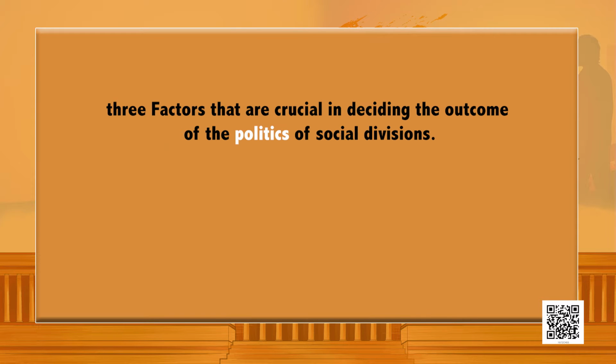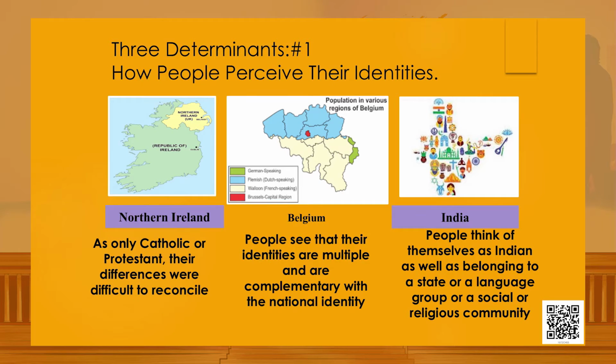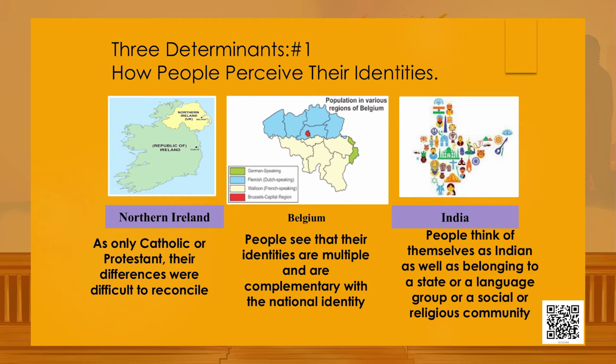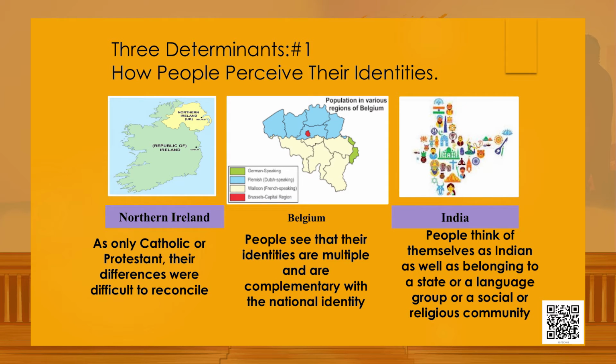of social division. The first factor is how people perceive their identities. If people see their identities in singular and exclusive terms, it becomes very difficult to accommodate. As long as people in Northern Ireland saw themselves as only Catholic or Protestant, their differences were difficult to reconcile. It is much easier if people see that their identities are multiple and complementary with the national identity, as we saw in the case of Belgium. A majority of Belgians now feel that they are as much Belgian as they are Dutch or German speaking. This helps them to stay together.